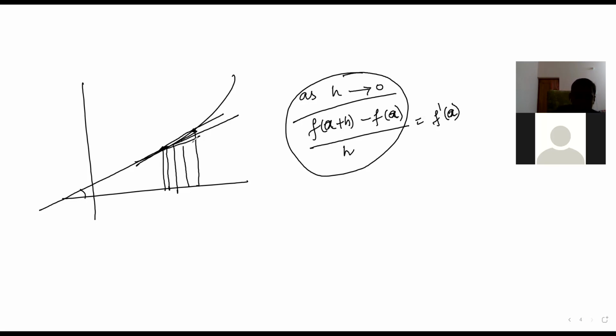That means here at this point, x equal to a, this slope is simply called the slope of f of x at x equal to a. Finally, this is the slope at x equal to a. That means this h is very close, almost here. Now this h is very small, so the points are very close. So this is the slope of the curve at a point.